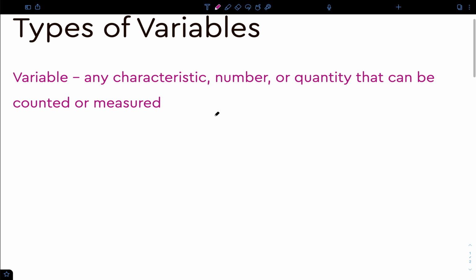Categorical, also known as qualitative, and numerical, also known as quantitative. We will then further break the numerical variables down into discrete and continuous.